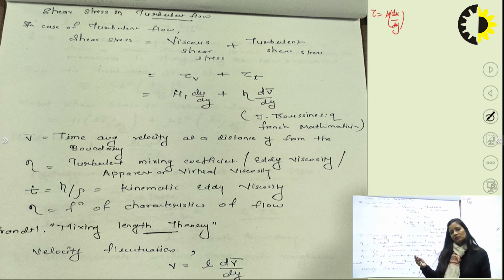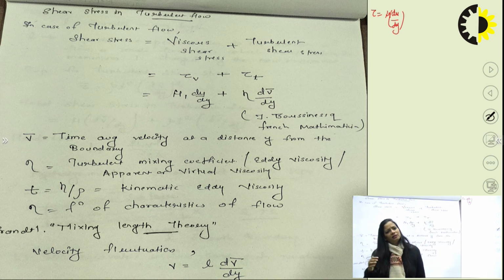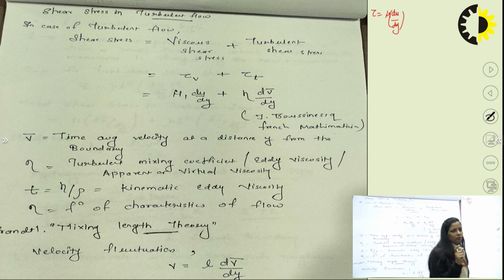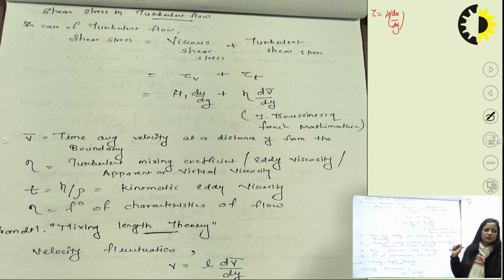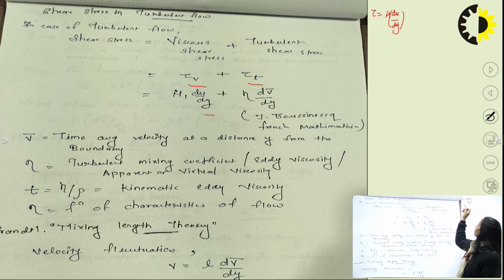Turbulent shear stress means that because of the collision among the particles, a shear stress is created due to turbulence also. So the total shear stress in turbulent flow must be equal to the addition of viscous shear stress and turbulent shear stress. So here you can see tau v plus tau t. Now tau v is written as mu du by dy, as we know from the formula above.